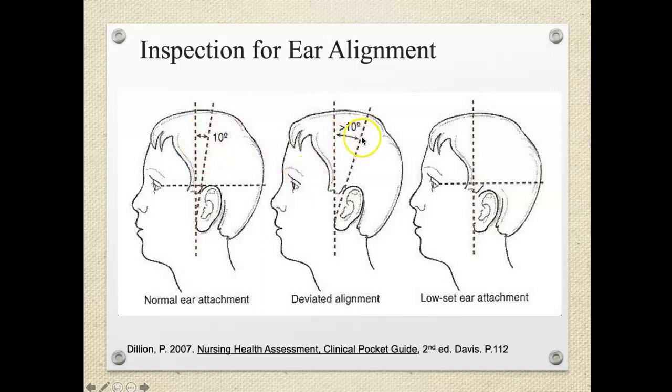If you have a deviated alignment, maybe the ears are a little further set back, you have a greater than 10 degrees, or if the low set ear attachments, if you look here, the canthus of the eye, it's lower than that outer canthus of the eye, the top of the auricles. That's a low set ear attachment. Again, that may be because you see things like Down syndrome, fetal alcohol syndrome, and some other neurological abnormalities.